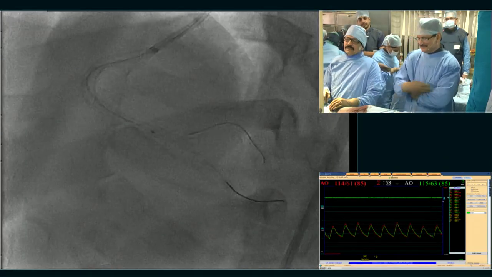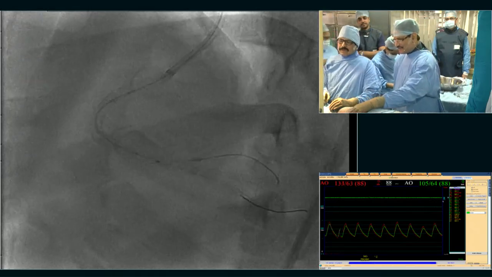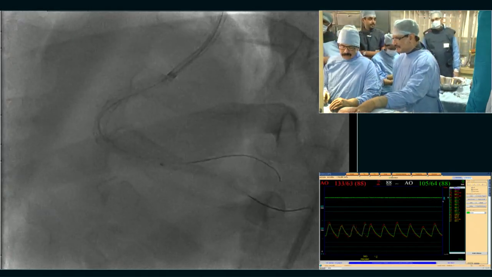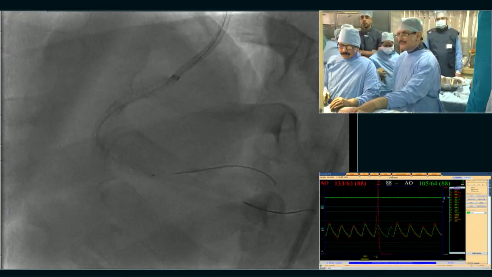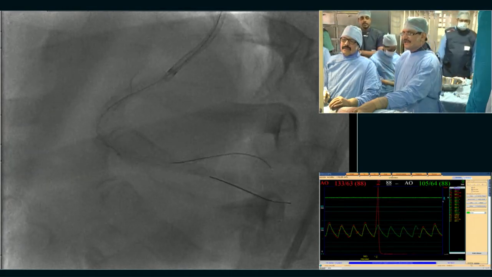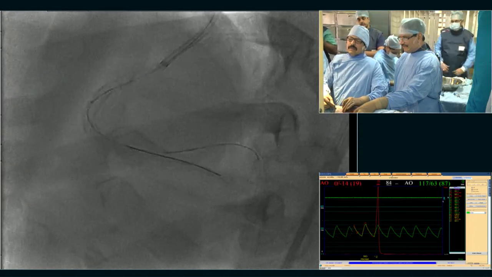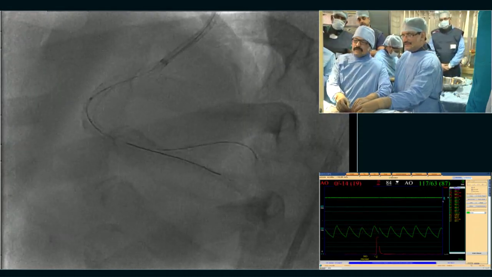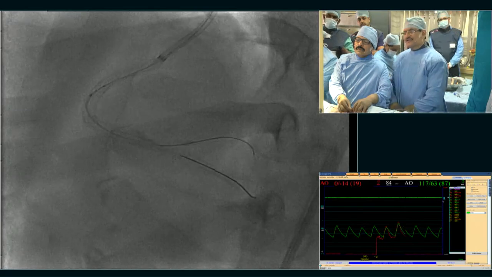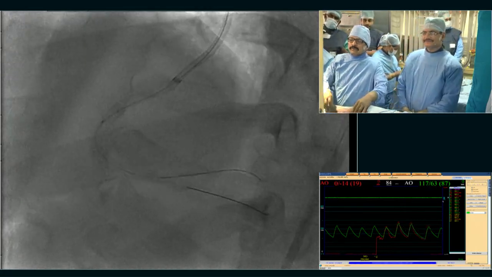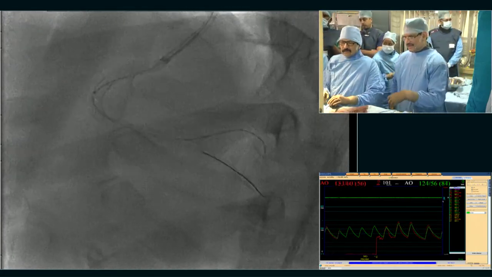No, this is the Whisper wire. Whisper wire, which is hydrophilic coated. Is the wire you took hydrophilic coated? Can we have a retrograde injection to assess the distal?